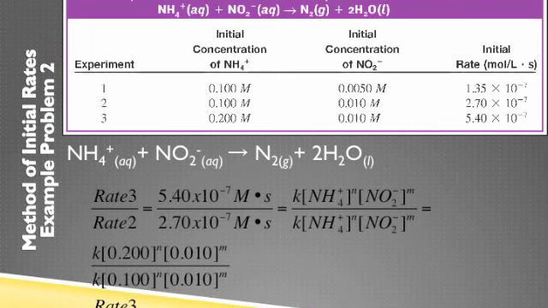Now I'm going to go back to the data table and see if I can find some relationships for NH4+. When looking at the results for experiments 2 and 3, the concentration of NO2- stayed the same and the concentration of NH4+ doubled. Also, the rate of the reaction doubled when we doubled the concentration. So when I put this information into our equation, notice again that many of the numbers cross out, including our K constant. So N, the order of NH4+, equals 1.